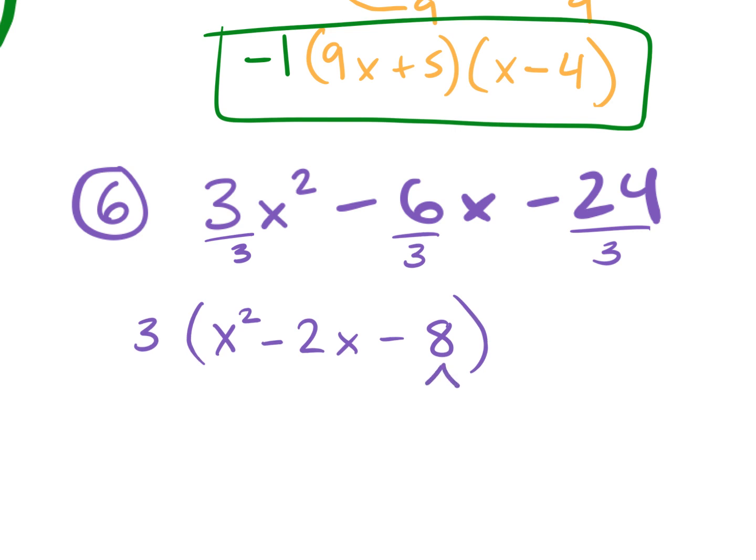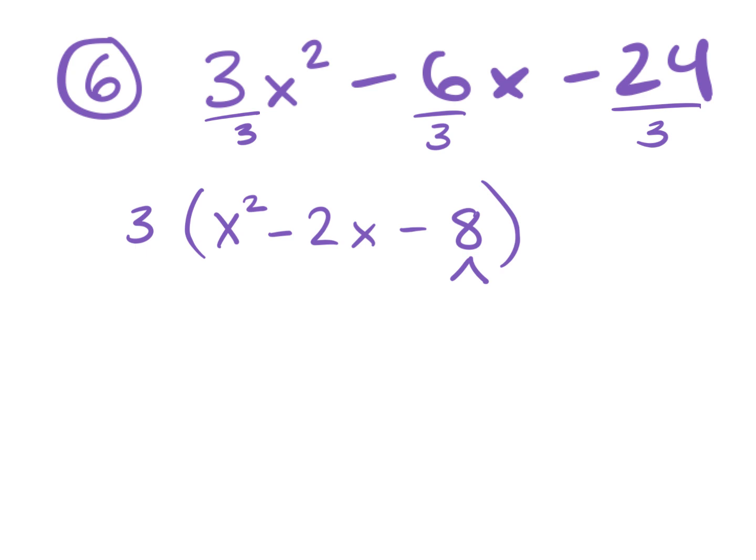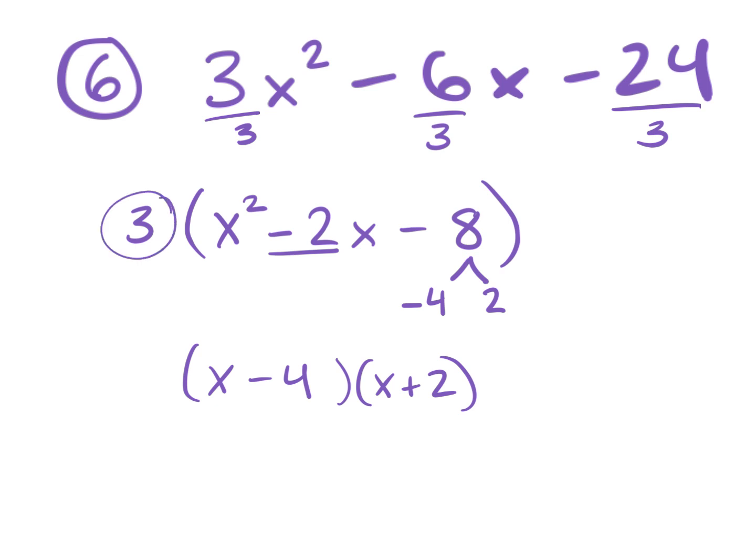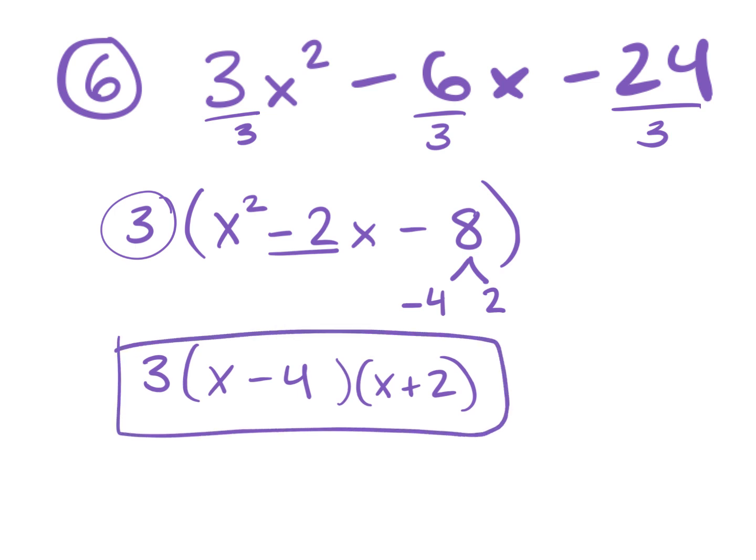Now, what are 2 factors of -8 that add to -2? 4 and 2, but which one's negative? If the sign in the middle is negative, it means the bigger number has to be negative. So -4. So what goes in our parentheses? x minus 4 and x plus 2. But don't forget, we took out a GCF in the beginning, so where does the GCF go? Out front. If you take out a GCF, just put it in front of your answer.